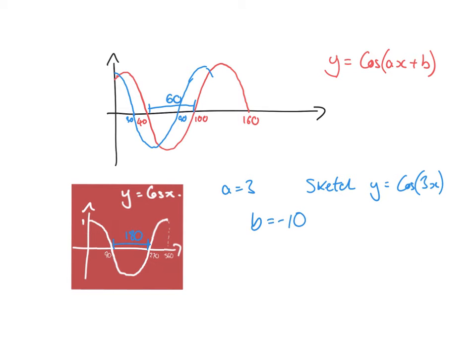Now from here I'd be expecting people to come up with b equals minus 10 because we're shifting the blue graph 10 to the right to get the red graph. That's not true. That's just incorrect. It's just completely wrong. So I wanted to correct myself.